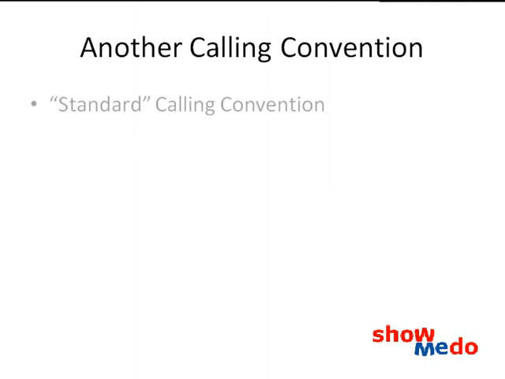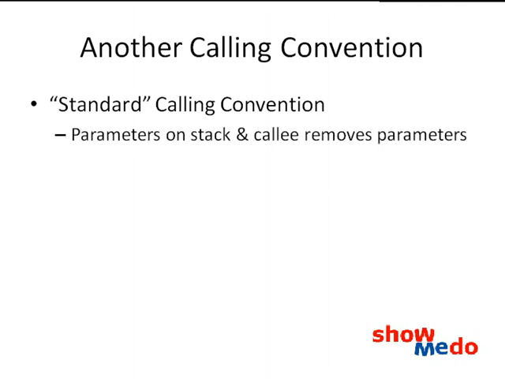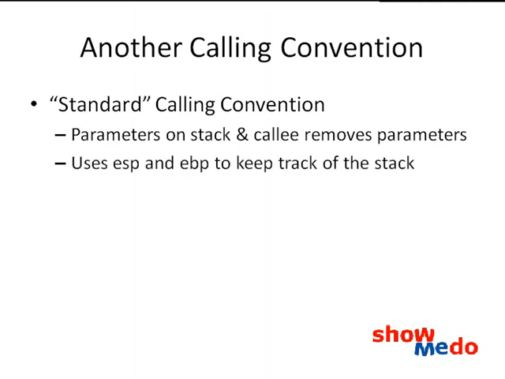Last time we saw the so-called standard calling convention. All this really means is that parameters are on the stack, and the function being called is responsible for clearing parameters from the stack, using the ret instruction with a constant as an operand. We used ESP and EBP to keep track of the stack.